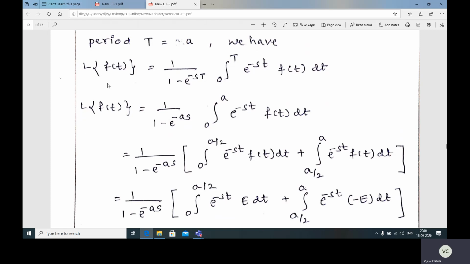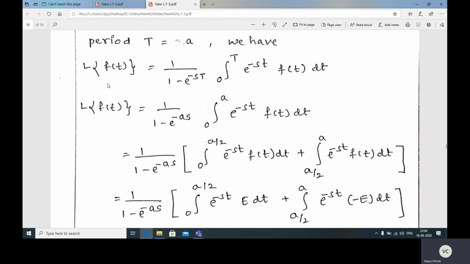So here capital T is A. Substitute 1 divided by 1 minus e raised to minus as, integration from 0 to a, e raised to minus st f of t dt. But this interval 0 to a is divided into two subintervals: 0 to a by 2, then a by 2 to a.